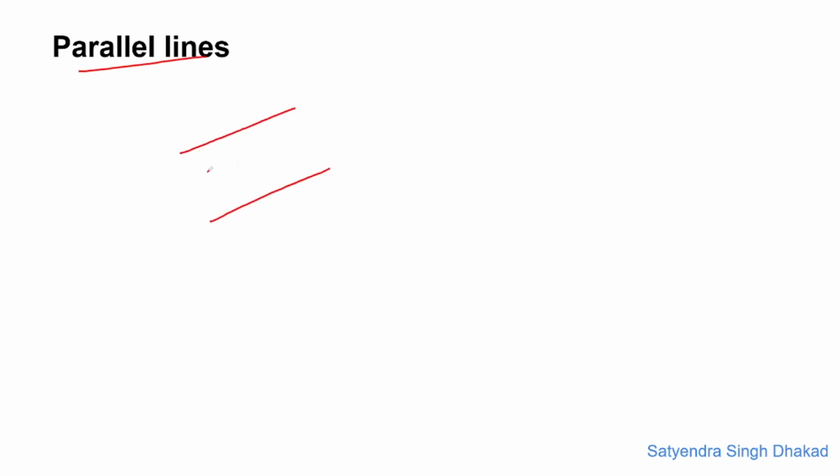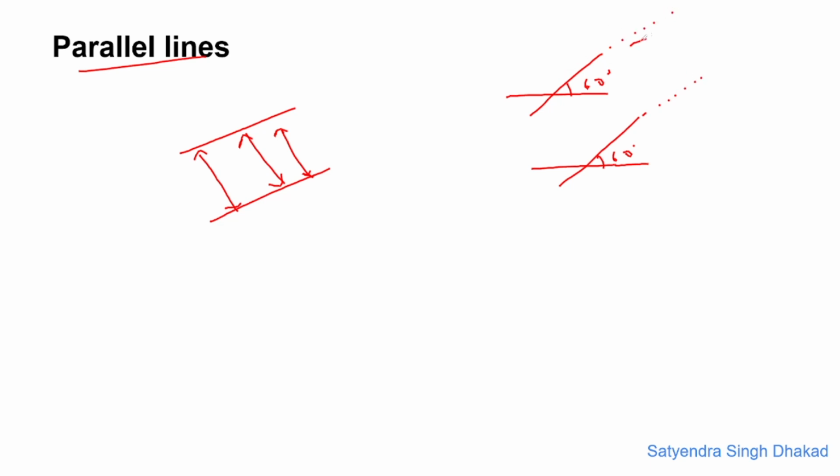Those types of lines which are always equidistant from each other are known as parallel lines. And also those types of lines which have same slope. For example, one line making 60-degree slope. There is another line which is also making 60-degree slope. So these two lines, no matter how much you expand, they will never intersect each other and the distance between them will be same. That is, they are always equidistant from each other.